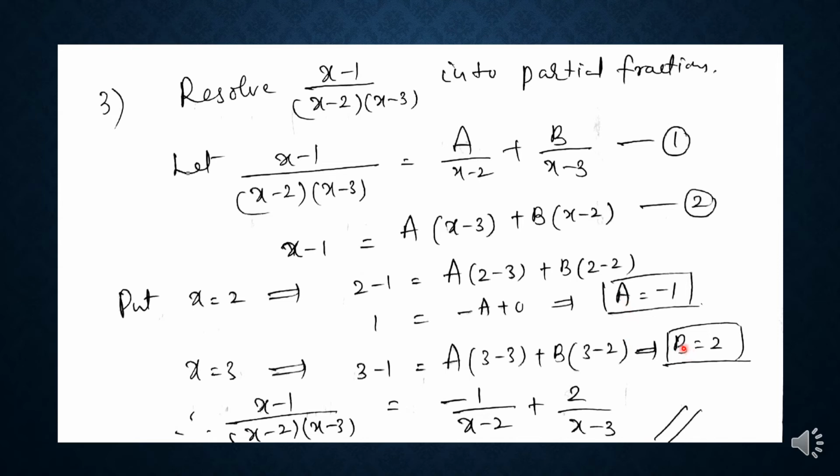So after getting the values of the constants a and b, substitute these values in the first equation, that is x minus 1 by x minus 2 into x minus 3 is equal to, what is a, what is the value of a here?